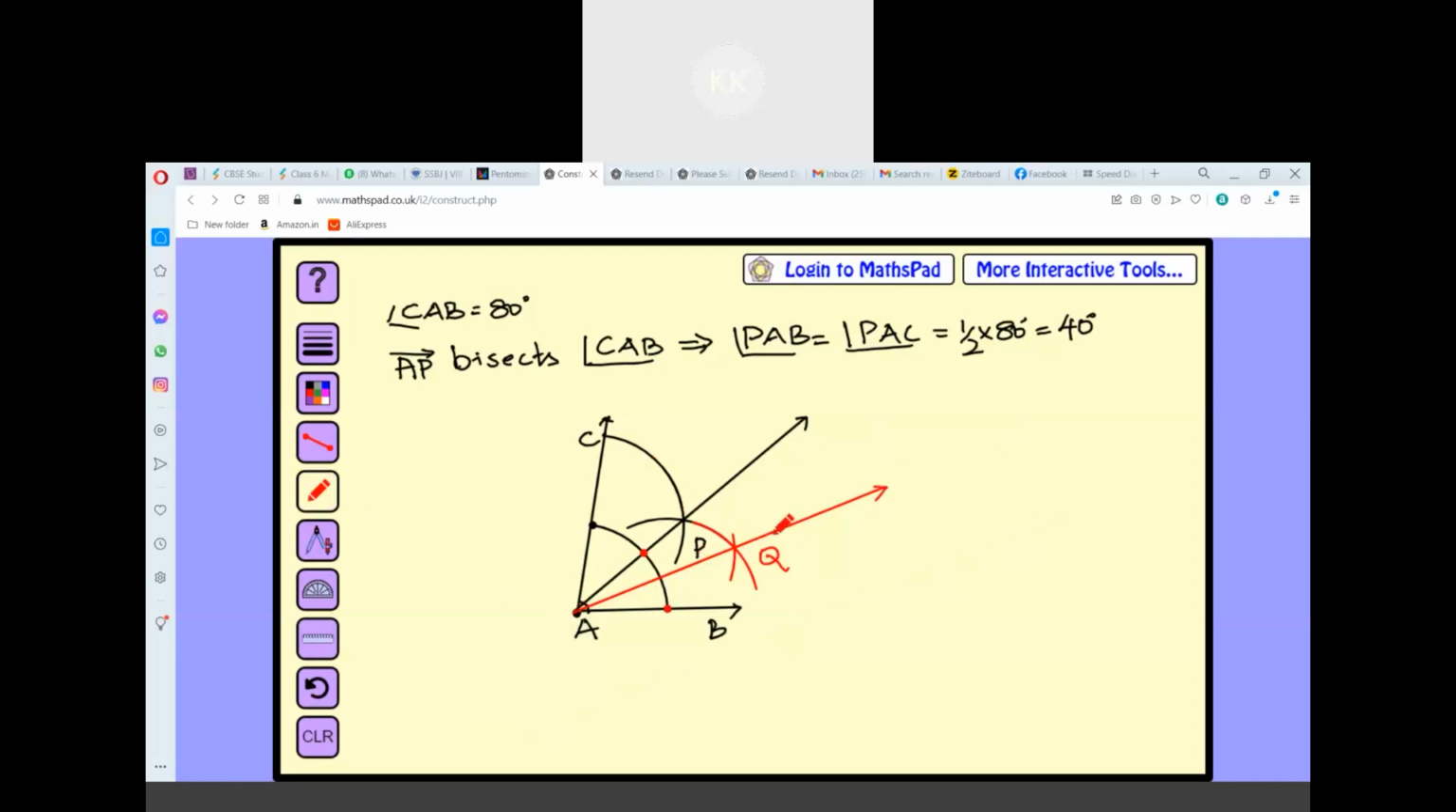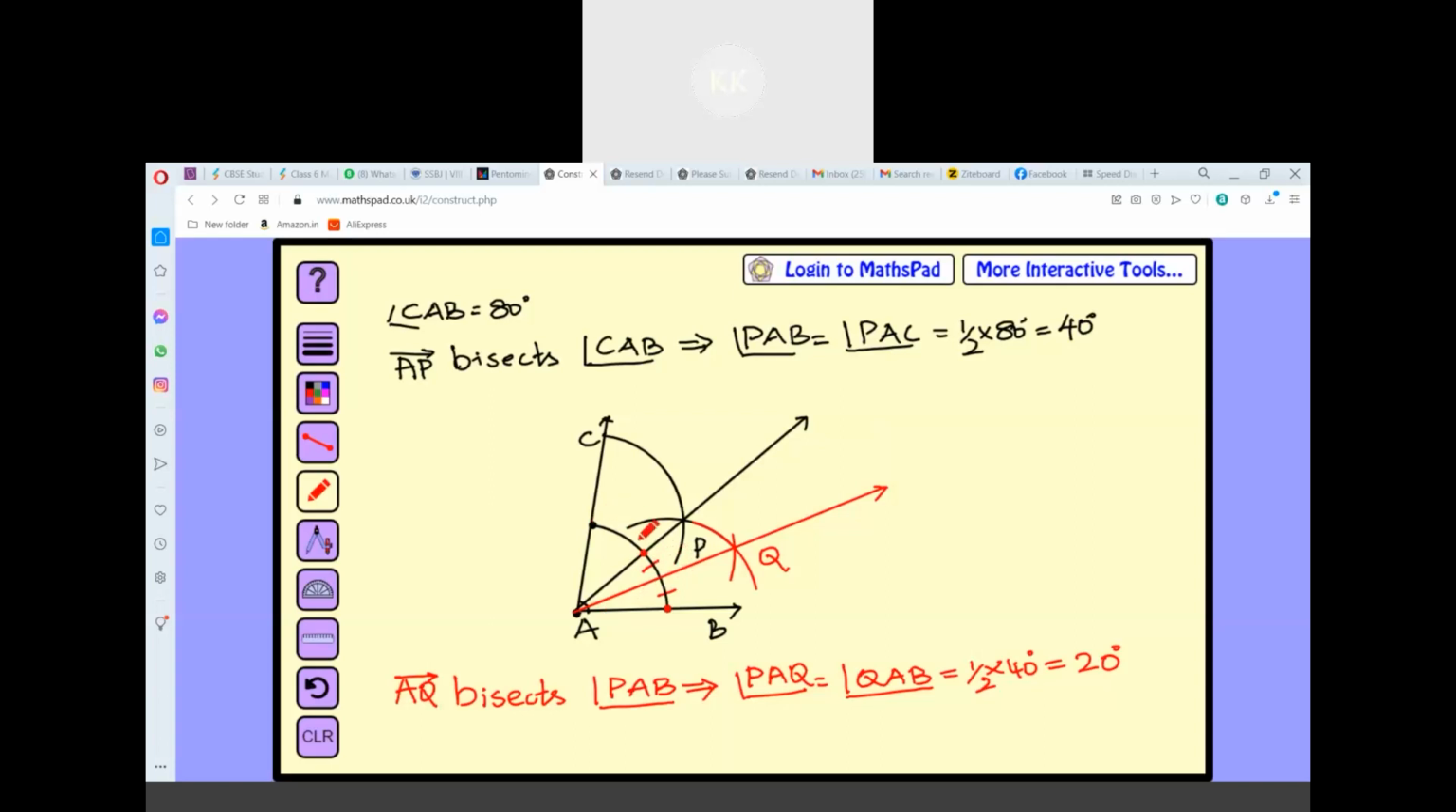What is this ray AQ? It is a bisector. The ray AQ bisects कौन सी angle? Angle PAB. If it is bisecting the angle, it means that the measure of angle PAQ will be equal to the measure of angle QAB. This will be half of 40 degree, which is 20 degrees. So ये दोनों equal हो जाएगी.